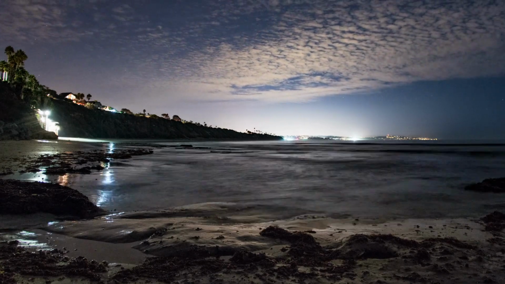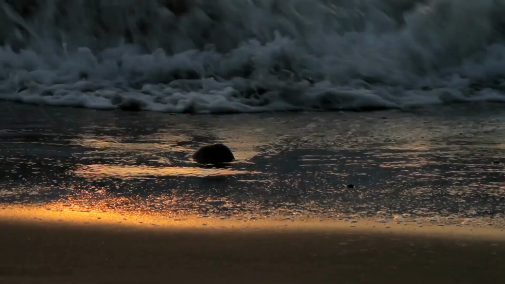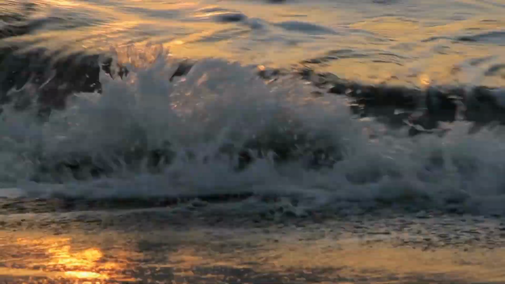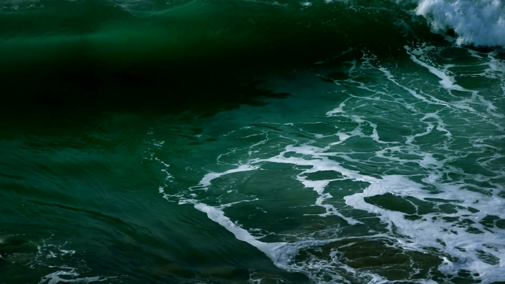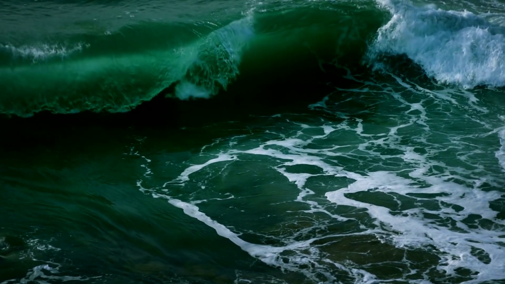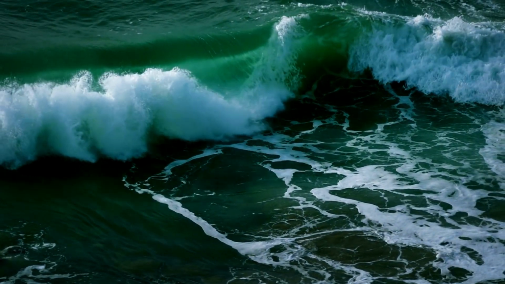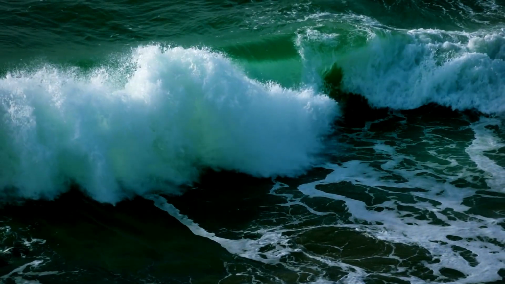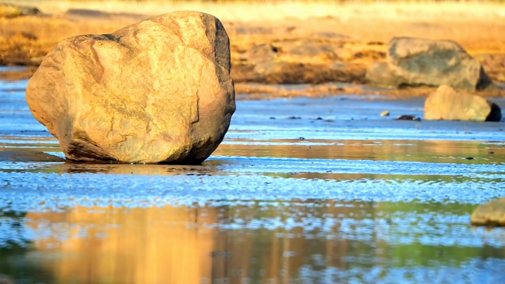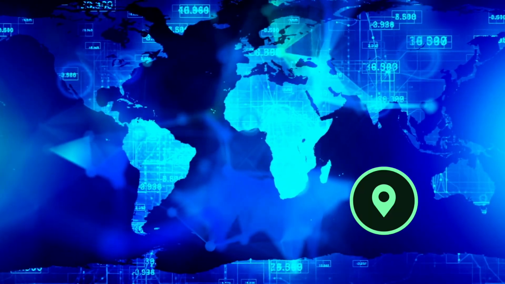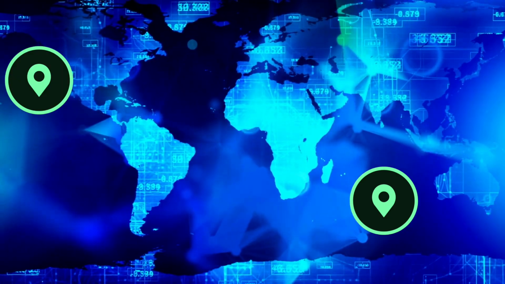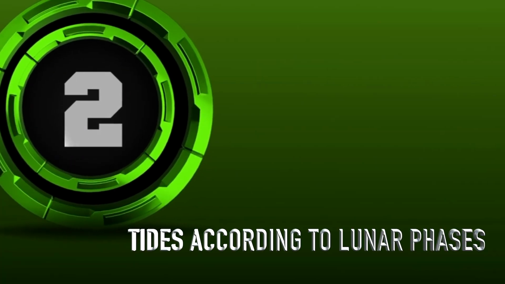Classification of tides. An important point to mention for you to understand the phenomenon of tides is their classification, which depends on various criteria, among which are tides according to water level. Tides can have different heights during a day. When we talk about high tide or plumar, it refers to the highest level that the sea reaches, which occurs every 12 hours. On the other hand, low tide or bajamar refers to the lowest level of the sea. A curious fact is that if a high tide occurs in one part of the Earth, the opposite pole will have low tide. Tides according to lunar phases.